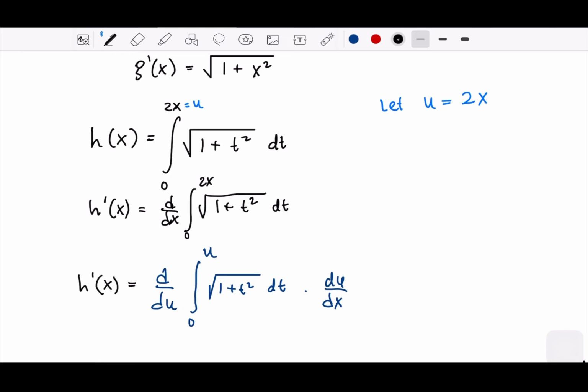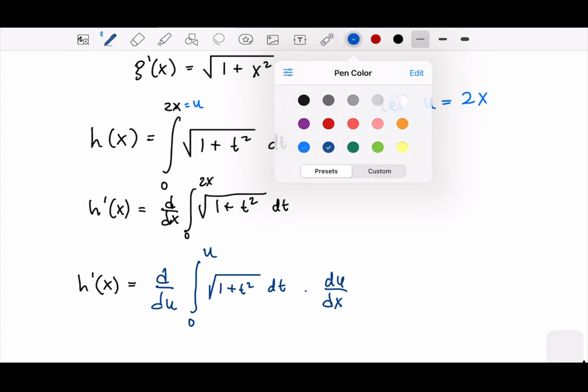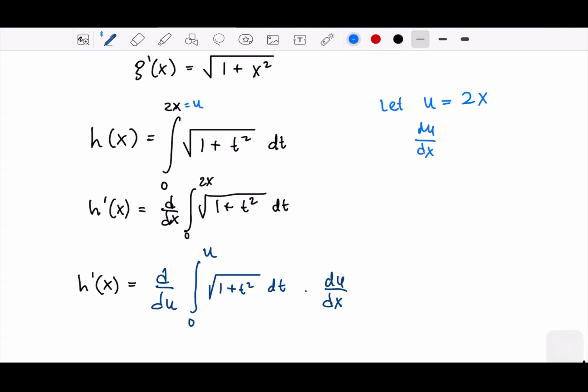So basically, this part here is the same thing as we did before. So we just take this u inside, practically just substituting this u into this t squared. And we get the first part. And the second part, what is this? This is the derivative of u with respect to x. Okay? So here du dx is just 2.